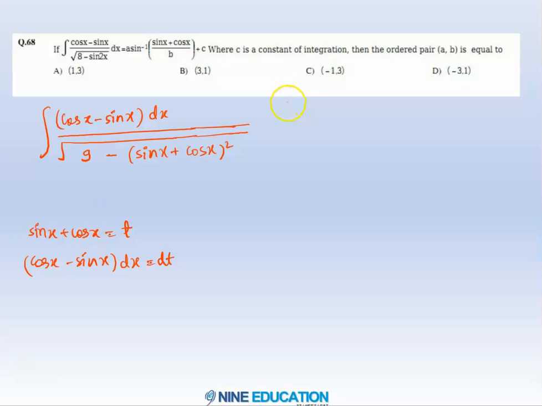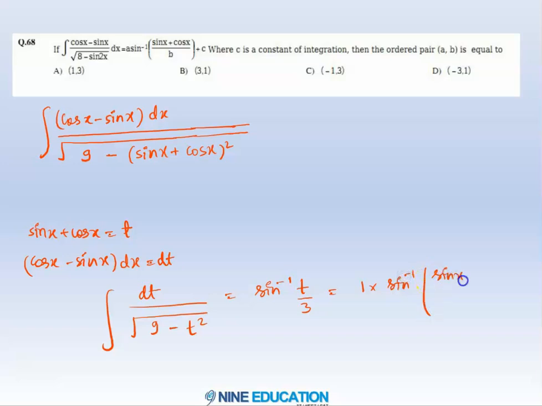After that, once this substitution is done, the integration is basically dt by root over (9 minus t square), whose answer is given by sin inverse (t by 3), which is basically I can write as 1 into sin inverse. T value was (sin x plus cos x) divided by 3 plus some constant c. Here also we can add some constant c. So if we compare with the answer, then in place of A we have 1 and in place of B we have 3. So the correct ordered pair is 1 comma 3, which is option number A.